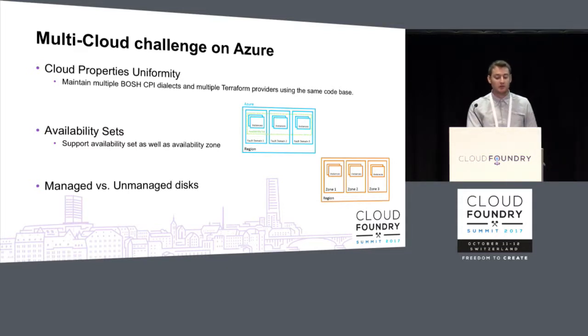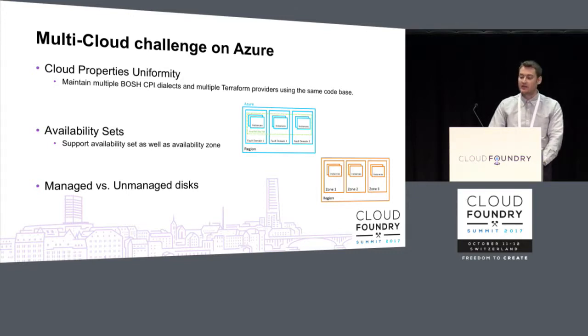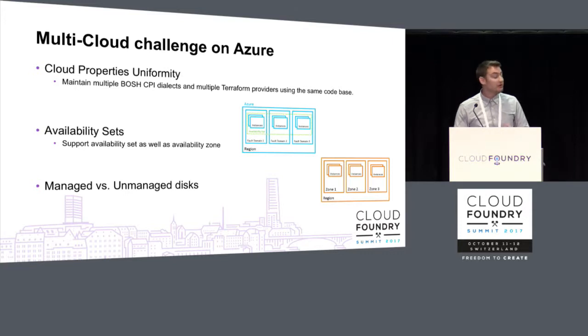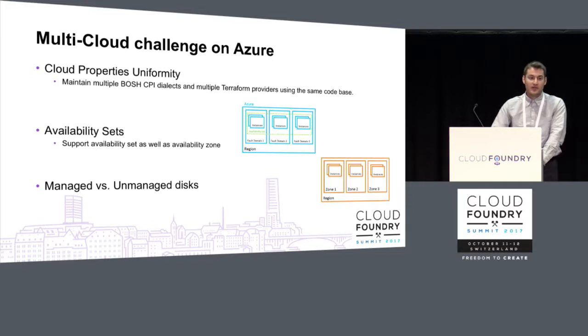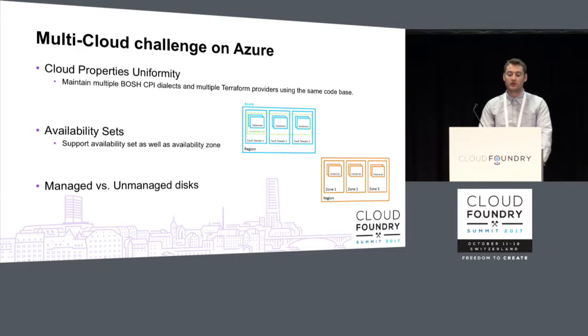So my story would not be complete without talking about the multi-cloud challenge on Azure. Support of different Bosch CPI dialects is a general challenge, but I would like to talk about another kind of challenge of the same level. While the capabilities of cloud providers are mostly similar, often they organize the resources differently in order to provide those capabilities. A great example of how different cloud providers accomplish the same goals with a different design is the availability concept.